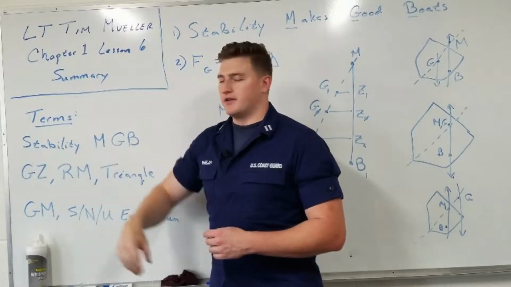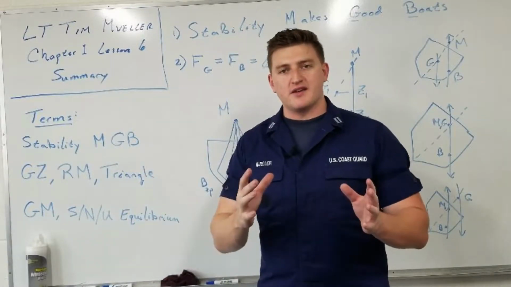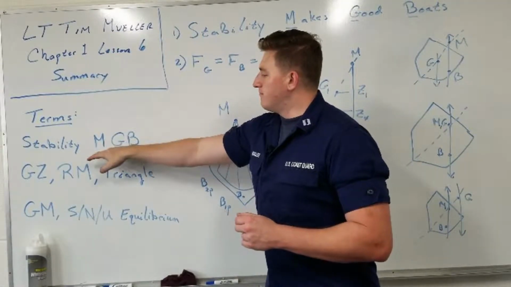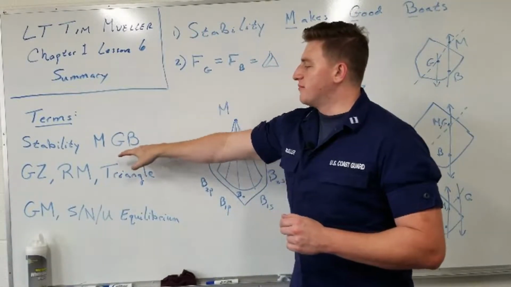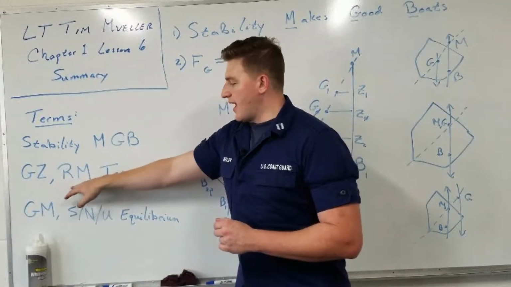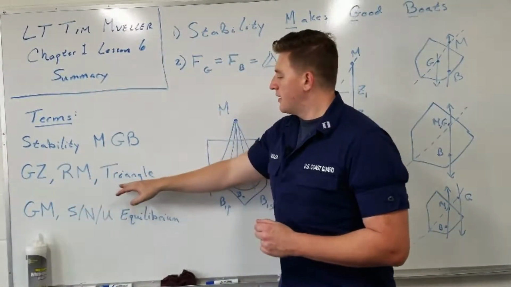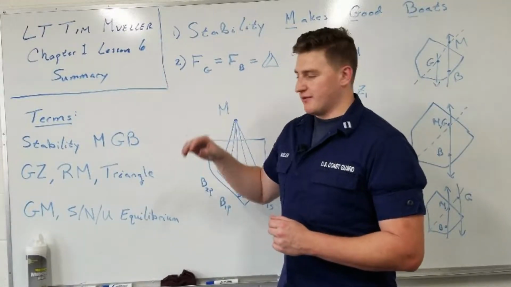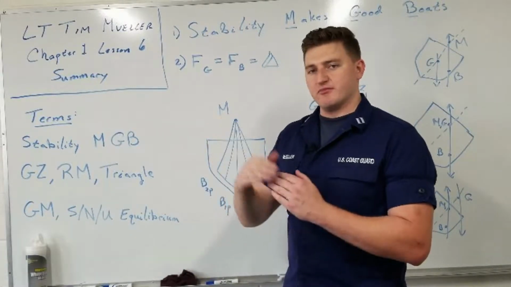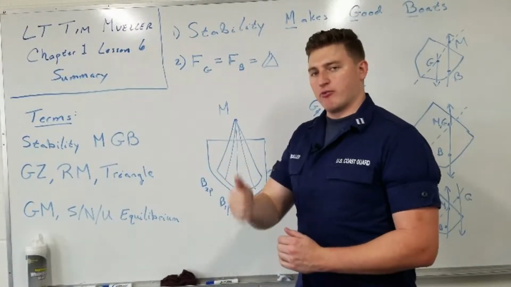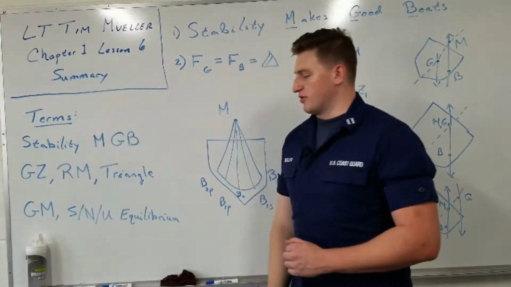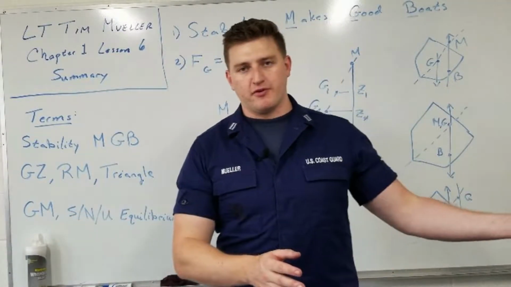We talked about stability, the tendency of a vessel to right itself when it's in a liquid. M, G, B: metacenter, center of gravity, center of buoyancy. GZ, which is the righting arm. RM, or the righting moment. The stability triangle, which we'll get to in a second. GM, the metacentric height, which is the distance from G to M, upward being positive. And then stable, neutral, and unstable equilibrium, which is that case 1, 2, and 3 we looked at in the last lesson.